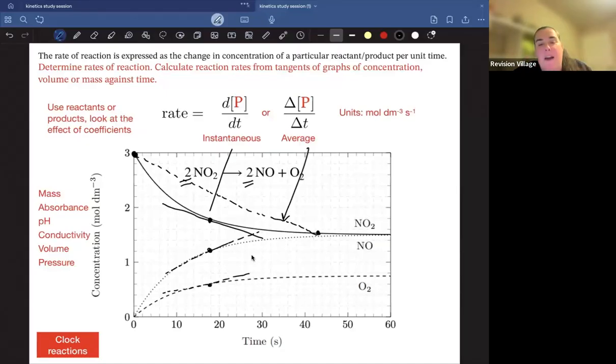So if you knew how fast one thing was being formed or being used up in a chemical reaction, you could use the coefficients in the reaction to determine how fast another thing was being formed. So NO is being formed at twice the rate of O2.